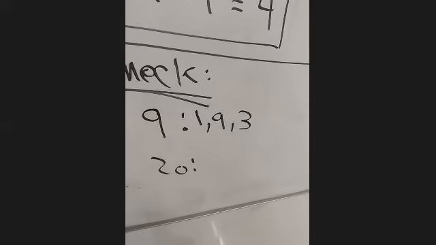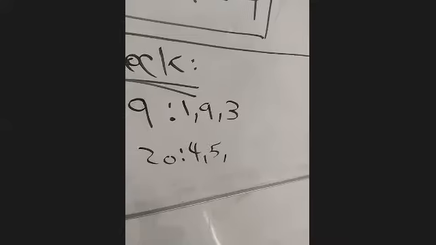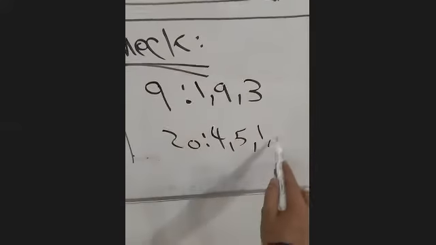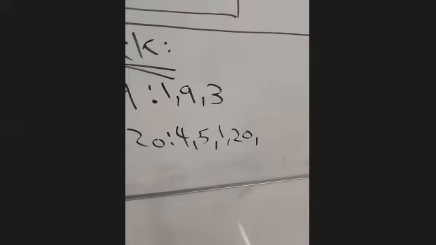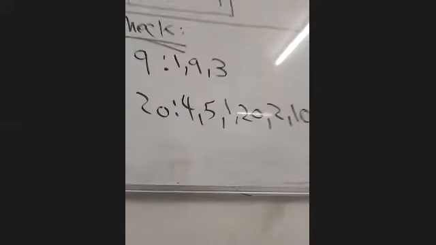Now, what are the factors of 20? 4 by 5, 4 and 5. And 1 by 20, 1 and 20. And 2 by 10. Excellent. These are the factors. What are the common factors?